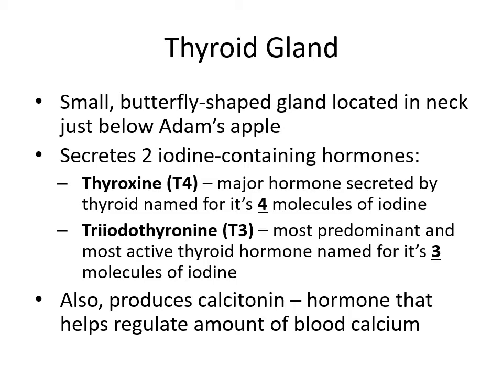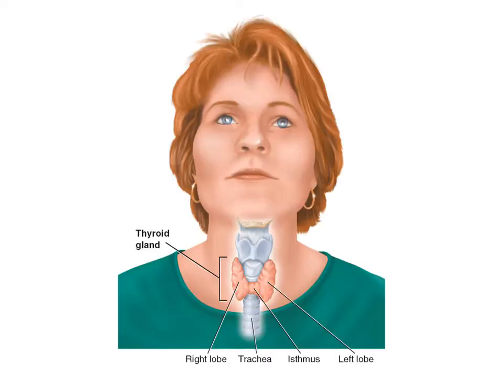We have thyroxine, which is our T4. So major hormone secreted by the thyroid named for its 4 molecules of iodine, and triiodothyronine or T3, so the most predominant and most active thyroid hormone named for 3 molecules of iodine. The thyroid gland also produces calcitonin, which is the hormone that helps regulate the amount of calcium in the blood. So again, here we can see the location right below the Adam's apple, again the butterfly shape.